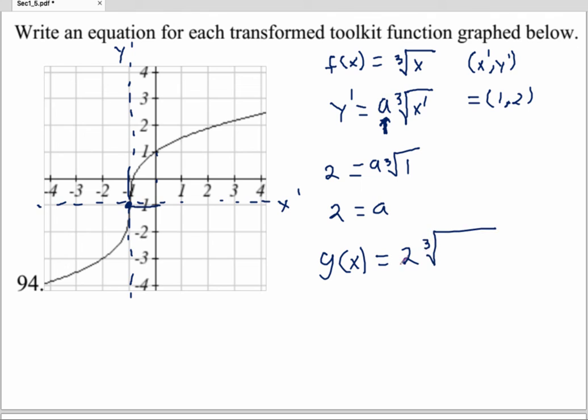And so now let's talk about what was the shift. Well, it looks like it got shifted 1 unit to the right. So that's x plus 1. It looks like it got shifted 1 unit down, so that's a minus 1. All right, I'm going to leave you to put that in Desmos. I'm going to pick up the pace a little bit here and check and make sure that we got that right, okay?